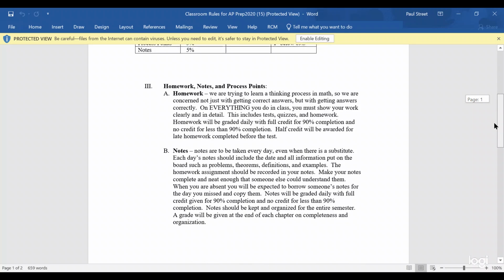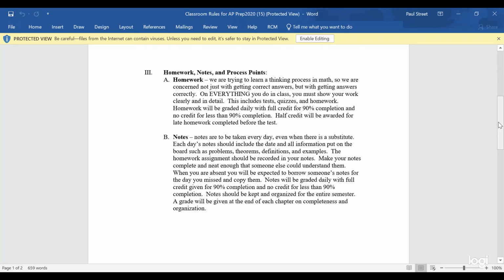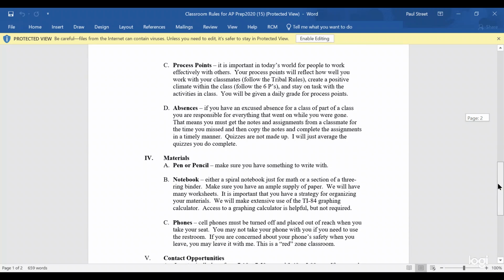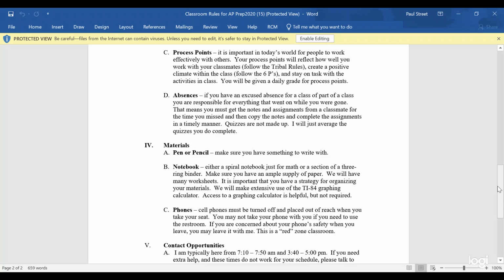So we talked about homework. I want to see the work, because I won't accept homework if I don't see the work that leads to it. I'm not going to dock you if it's not correct. We talked about notes. We talked about process points. You're still responsible for what's going on. Absences, that's not as big a deal here because everything's online. So of course, if you're not here on a day, then you have to go to Canvas, watch the video, take notes on it, and do the homework that day.